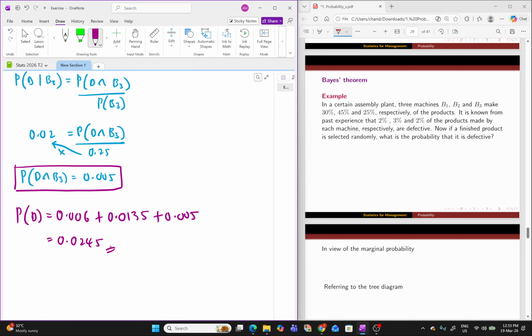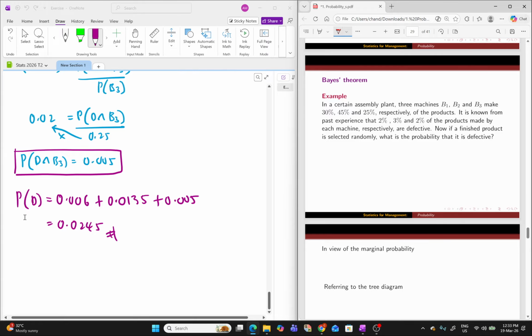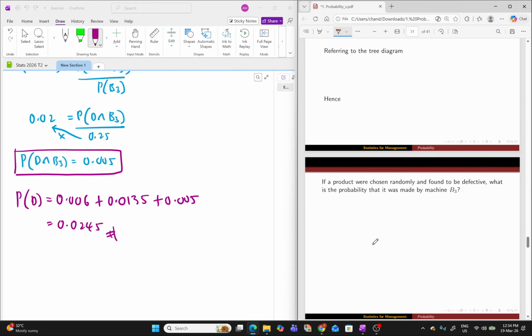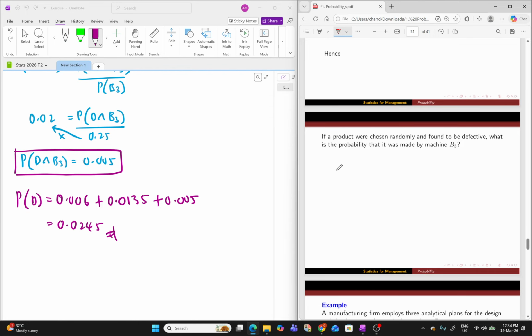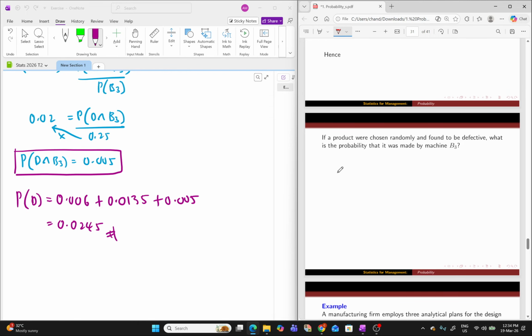So the answer for the first part, what is the probability that it is defective? This is the answer. This is not Bayes theorem yet. We just find what is the defective. Now this is the second part, the Bayes part.